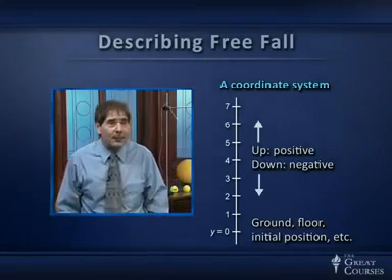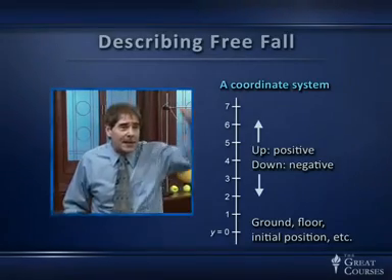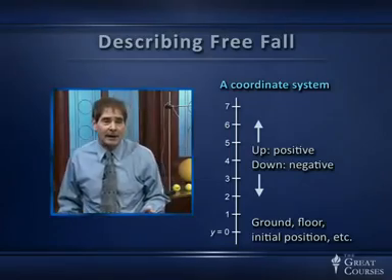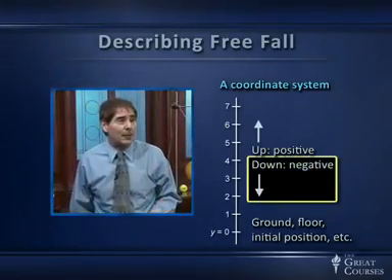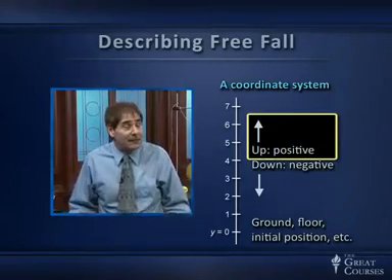I could have put y equals 0 on the top of a table. I could have put y equals 0 at the top of the building, and then negative y's would have been downward. It doesn't matter. That's just a human artifact. I'm going to define the downward direction as negative. It kind of makes sense. The upward direction is positive. It didn't have to be that way.